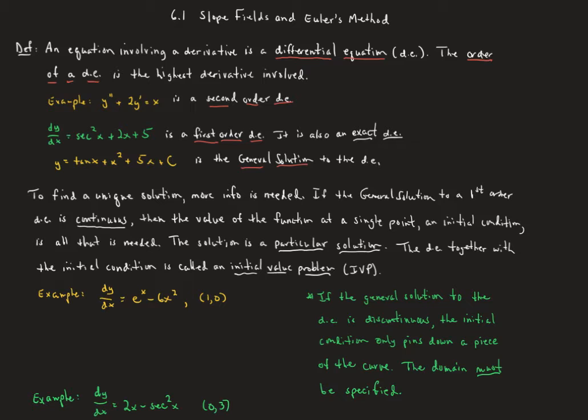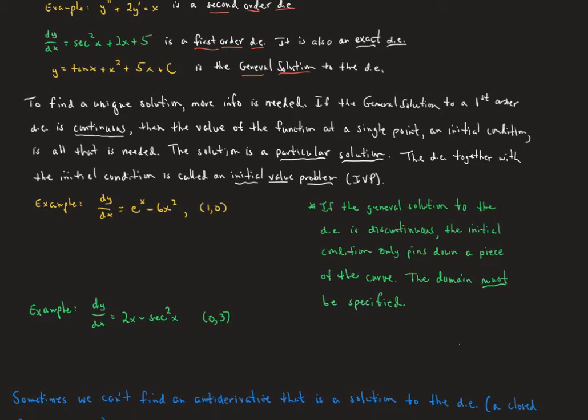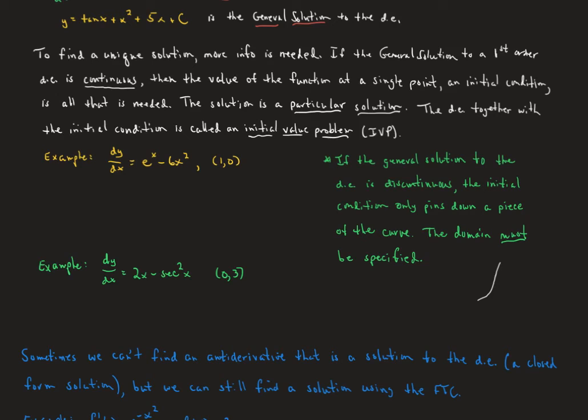So, for example, if we have dy/dx is equal to e to the x minus 6x squared, and we have the initial condition that it contains the point (1, 0), that's telling us a value of x that goes with a value of y. x is 1 when y is 0. Then we can solve that.